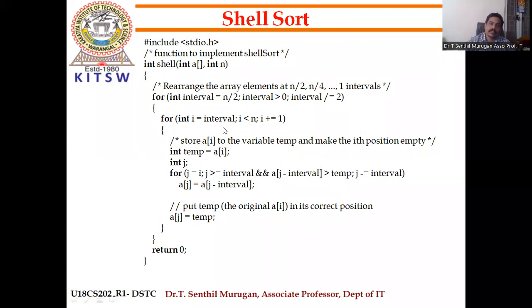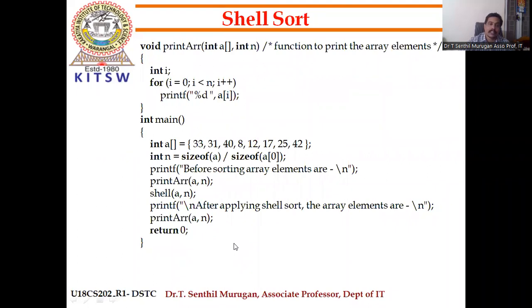Initially the h value is 1. You take that value and assign it to i. For example, i equal to 4 means 4 less than 4, then i plus 1, and so on. So it performs with that interval value, then we apply the for loop. Finally, we start using insertion sort, the same algorithm we discussed previously. We call that function with shell of a comma n.